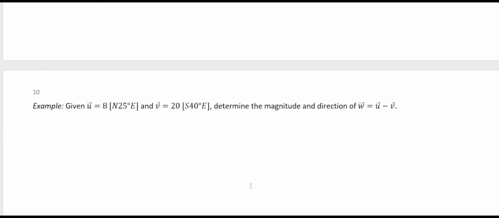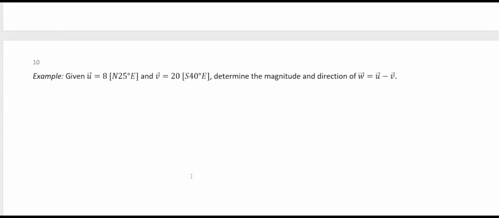Okay, given U, it has a magnitude of 8, and it is north 25 degrees east, and V has a magnitude of 20, it's south 40 degrees east. Determine the magnitude and direction of W, which is U minus V. So this one right here, U minus V, another way of writing that is U plus negative V. Negative V just means we're going in the opposite direction of V. Negative V is going to have the same magnitude, but in the opposite direction, it's going to be north 40 degrees west.